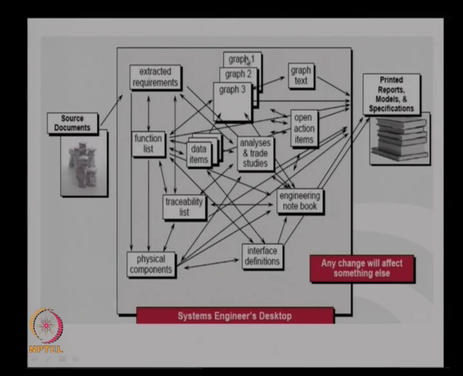Similarly there will be a lot of graphical output coming from the function list, in terms of different ways of modeling the behavior of the system, and all of these need to be recorded as printed reports, models or specifications. Again there is the engineering notebook data, whatever you scribble on different design activities or concept development. All these things need to be finally printed as reports. As you can see, there is a lot of interaction between all these functions, and any change will affect something else in the system.